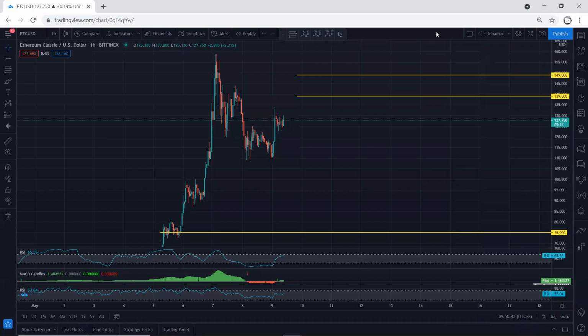Etc. We start with the 1 hour chart. I just want to give a quick update. We want to see whether we can look for buy or not.